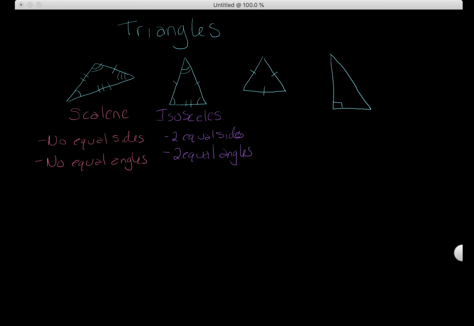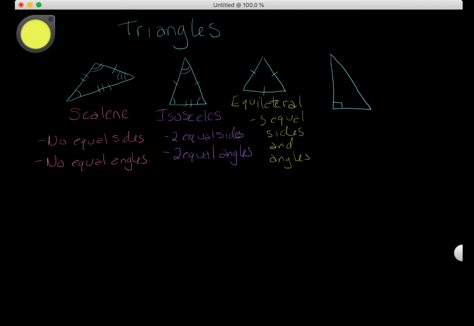Next kind of triangle is an equilateral. Running out of space, but an equilateral triangle has three equal sides and three equal angles. Again, all of our sides will have the same marking to show that they are the same, and same thing with the angles.